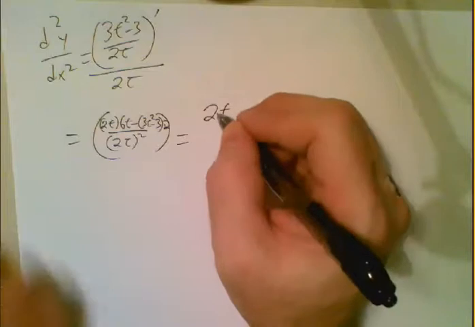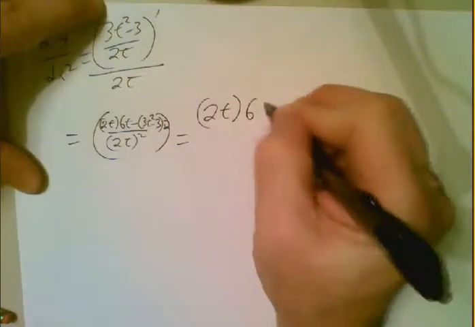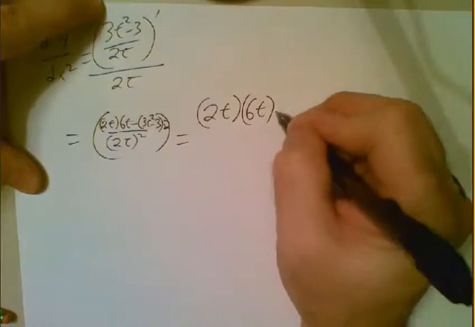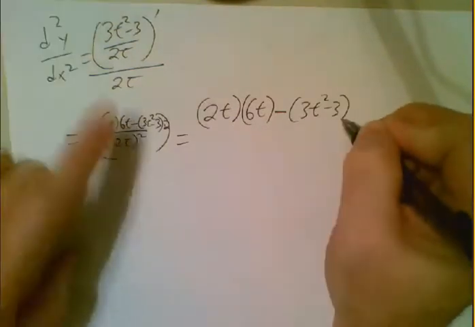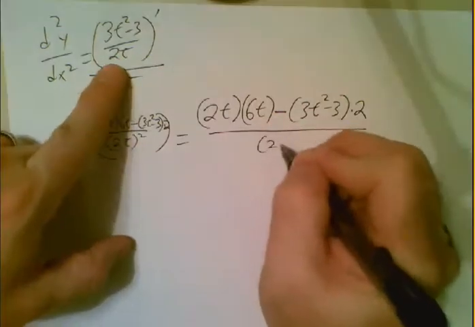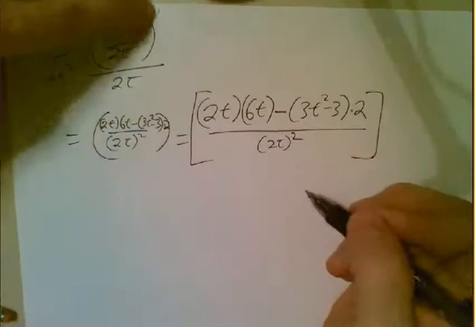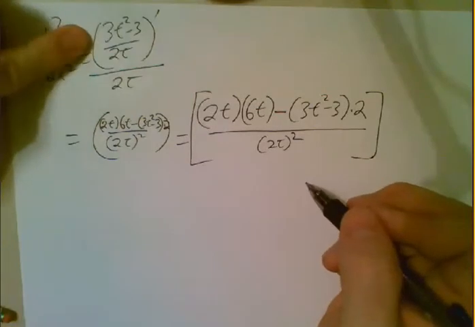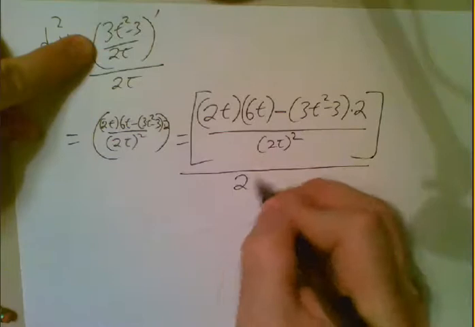So 2t, right, leave the bottom alone. Derivative of the numerator is 6t, minus, leave the numerator alone, 3t squared minus 3, times the derivative of the denominator, which is 2. All over the square of the denominator. And that is my derivative of dy/dx. Right? My original. I still have to divide that by dx/dt.